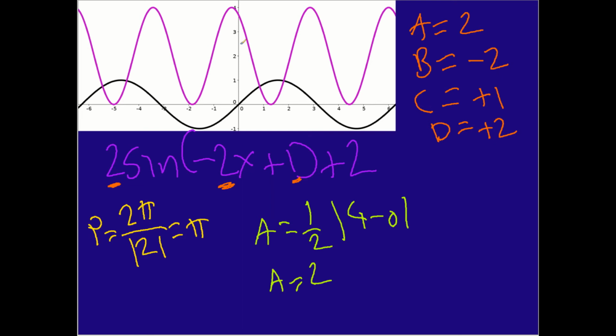Now again, some of this stuff is obvious because you can see right here, there's a 2, it's obvious. But we're just going through the process because sometimes we don't have all this information and we have to calculate it. Now, let's talk about the shift to the left and to the right, the horizontal shift. That is determined by C over B.